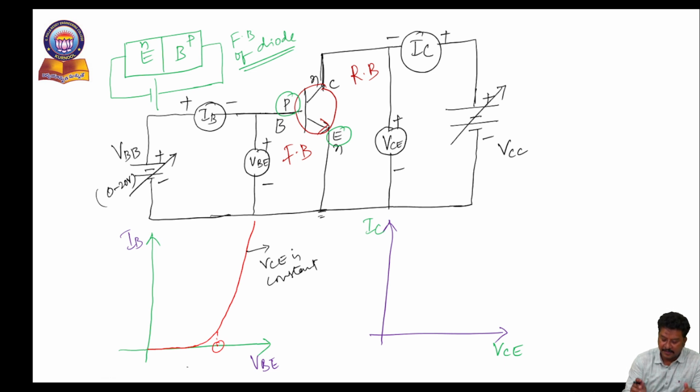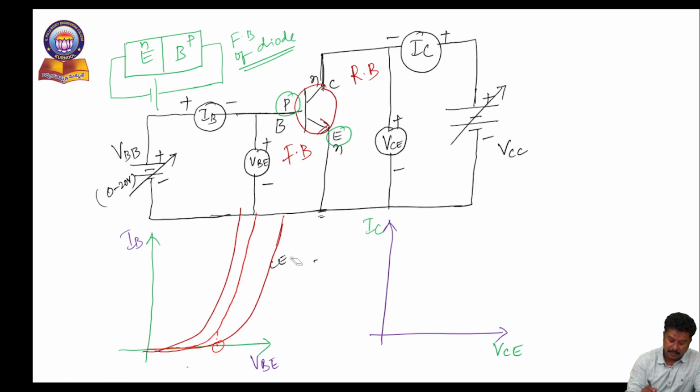So by making VCE constant initially, I have to come to the input side and vary the input supply. According to that, I have to observe the input current and input voltage. First, I am considering VCE as constant. Based upon that, I observe three different characteristics. This is one case, and this is another case. By considering VCE as constant, let me explain in detail.